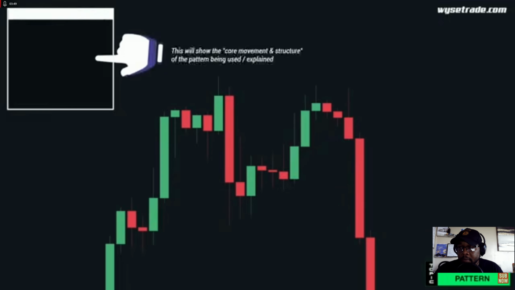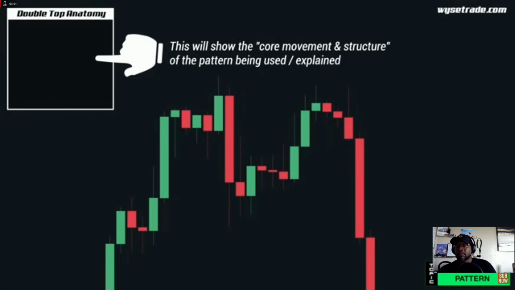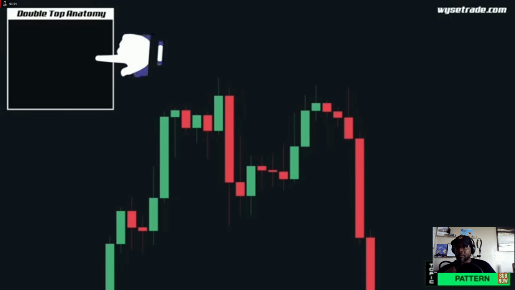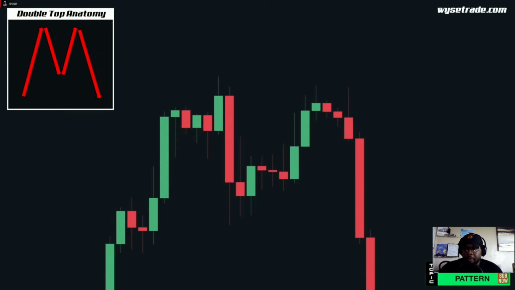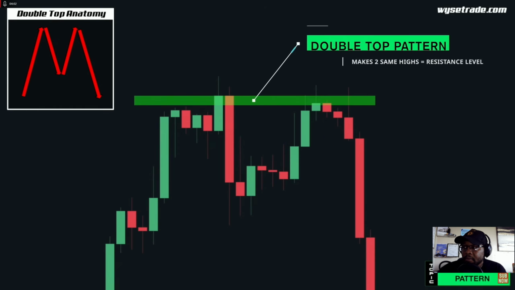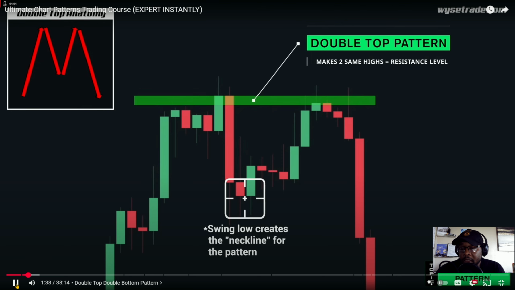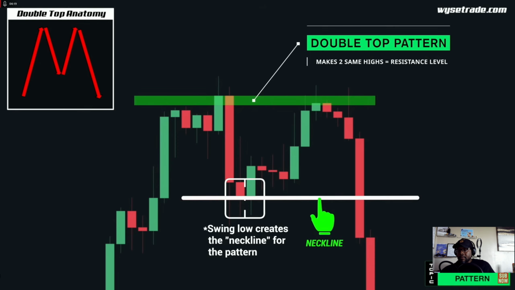Here is where we will be showing the anatomy of each pattern. First, you have your moving uptrend. Price then makes two same highs, making a resistance level, with the swing low between them. I'm going to pause it real quick. Remember, the imaginary line here is showing you the double top. This is money. There's a reason why it stopped there. Remember the GPS, guys. It's what is called the neckline.